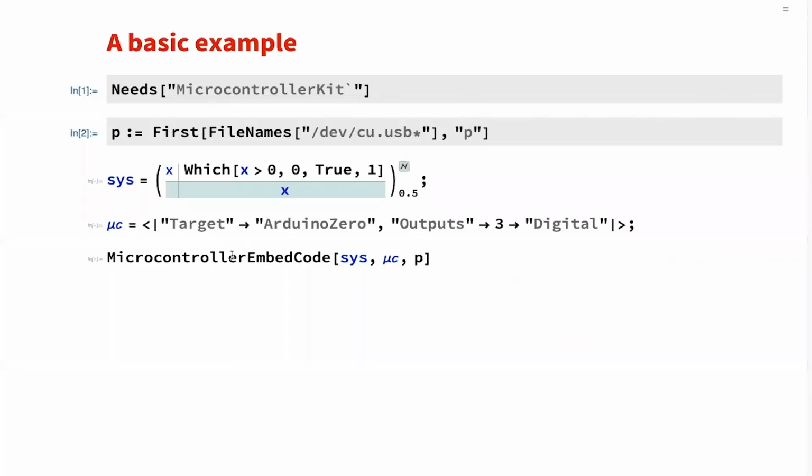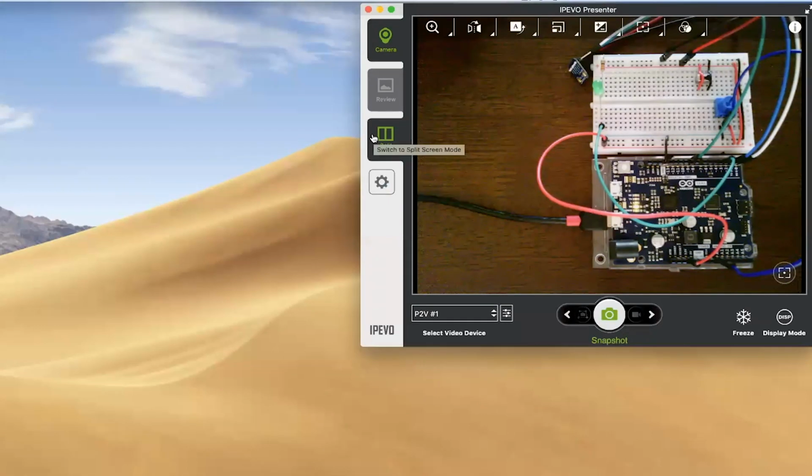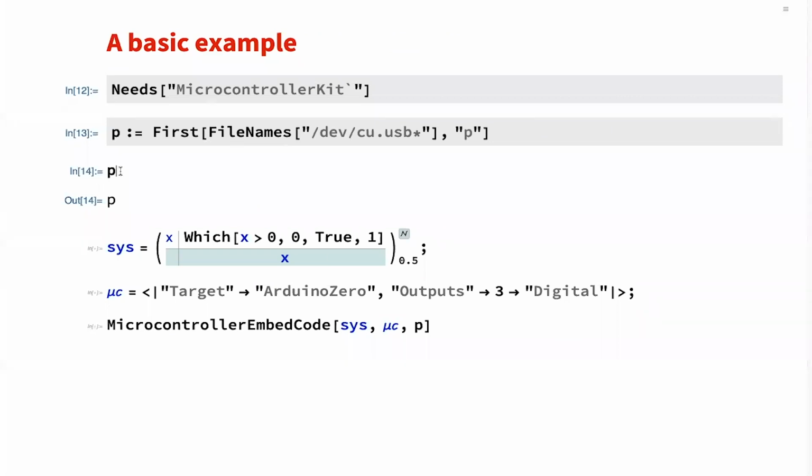So let me start with a basic example. First I'm going to load the kit. And in Unix-like operating systems, I can get the serial port to which the microcontroller is connected by looking at the dev directory, the dev folder in the root directory. So if I evaluate, right now I don't have my microcontroller connected. So this is the setup. I've now connected it. And so now if I evaluate this, I should see the port to which it was connected.